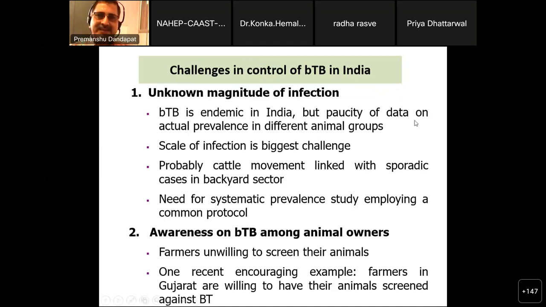So challenges are basically, we really don't know still what's the real magnitude of infection, although this meta-analysis is saying that around 7% of the population are affected by TB. When I am going to the farms or the unorganized sector, the people are really not allowing to screen because they are thinking once the farm will be declared as TB positive farm, they'll be in trouble. So the awareness amongst the farmers or the animal owners is very much important.